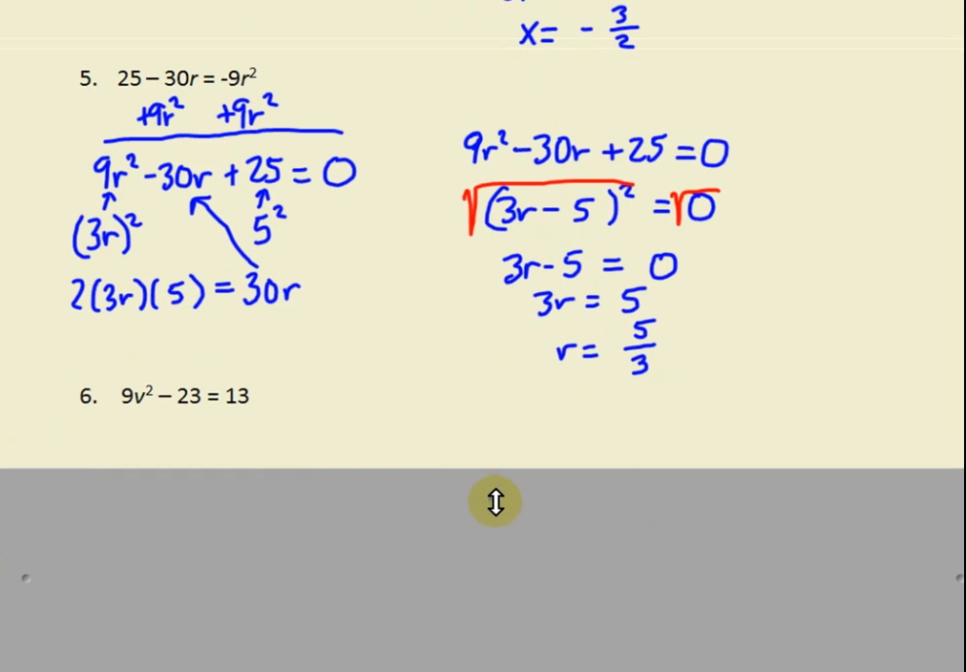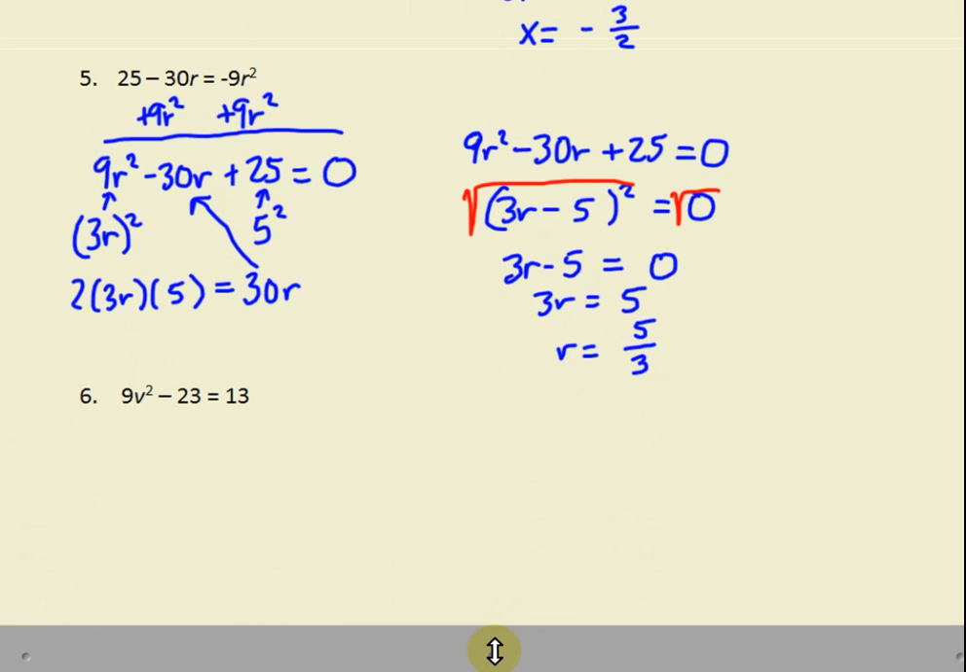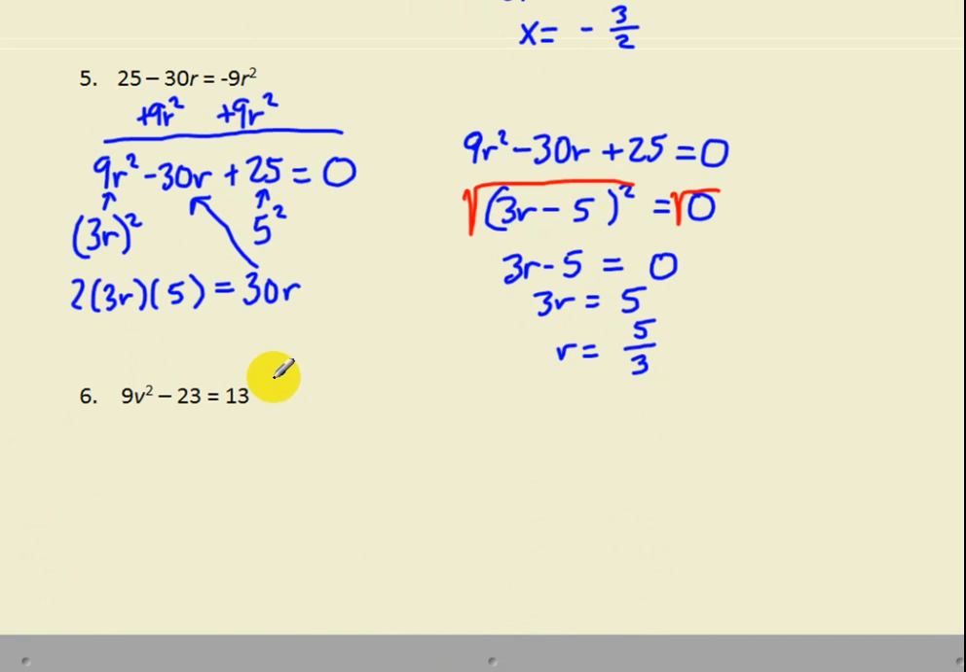Okay, number 6. 9v squared minus 23 equals 13. We actually have a couple different ways to solve this one. So remember that in general, when you see a quadratic, you want everything pulled over to one side. So one method will be to go ahead and subtract 13 from each side. So subtract 13, subtract 13. We end up with 9v squared minus 36 is equal to 0.